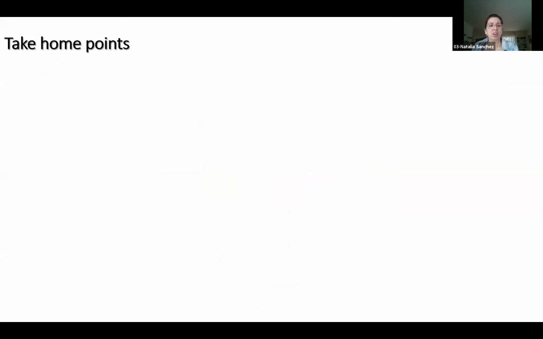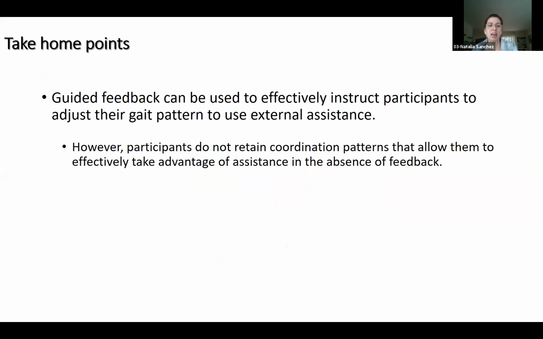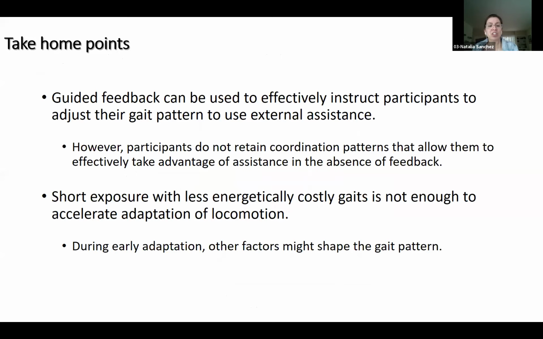So the take-home points are that guided feedback can be used to effectively instruct participants to adjust their gait pattern to use external assistance. However, participants do not retain coordination patterns that allow them to effectively take advantage of assistance. And we also conclude that short exposure with less energetically costly gaits is not enough to accelerate adaptation. And it might be the case that when we give them this less energetically costly gait initially during adaptation, energetics are not an important factor in shaping the locomotor pattern during these initial stages.